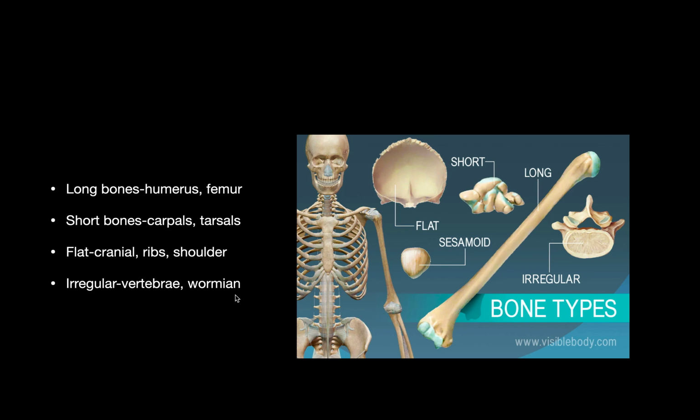So long bones are your humerus and your fibula. Those are more of your movement bones. Short bones are more for fine movements, fine motions in your hands and your feet. Flat bones are in your cranium, your ribs and your shoulder bones, and your irregular bones are your vertebrae and your wormian. Now the wormian bones are variable, not everybody has them. You'll learn more about them in the lecture about the skull.